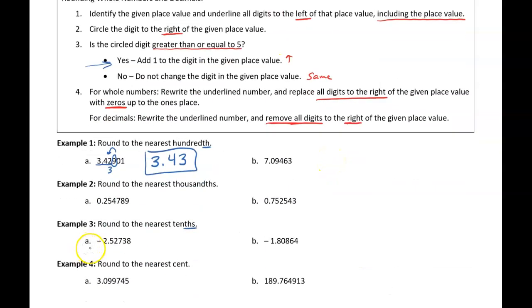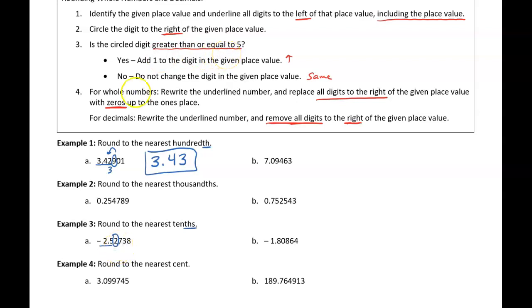So our value for part A, negative 2.52738. My rules tell me, since I'm looking at the tenths place, I'm going to underline the negative 2 and the 5. And even though it's a negative, the rules still apply. Doesn't matter if the values are positive or negative. Once I have my underline, I'm going to look to the right of that place value. In this case, that's the 2. And ask myself, is this 2 greater than or equal to 5? Is the 2 bigger than or equal to 5?